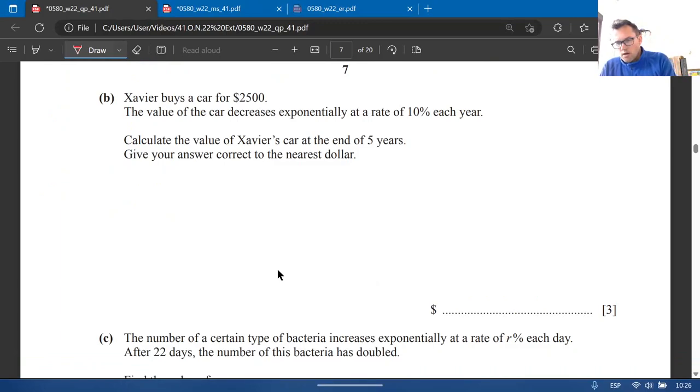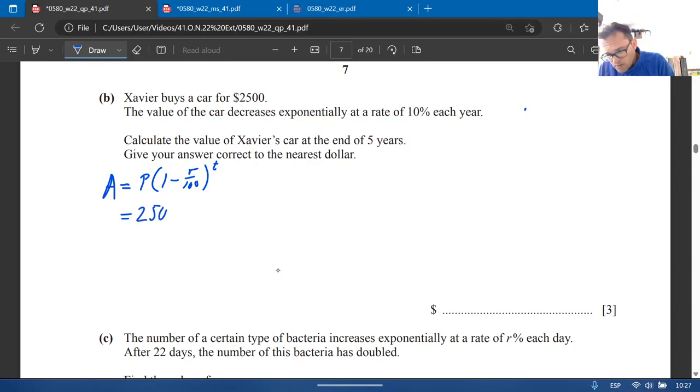Javier buys a car. It decreases exponentially. All right, this is the same as compound interest, except for one small difference, okay? You take the principal amount, the value of the car in this case at the beginning. You do 1, and now this is the only difference. Instead of adding, you're subtracting. Then it's the rate over 100 and the time. Okay, so it's the same formula. It's compound interest, exponential decrease, whatever, but with a minus.